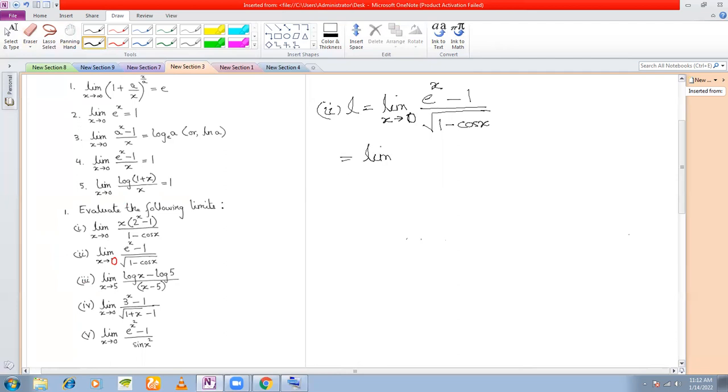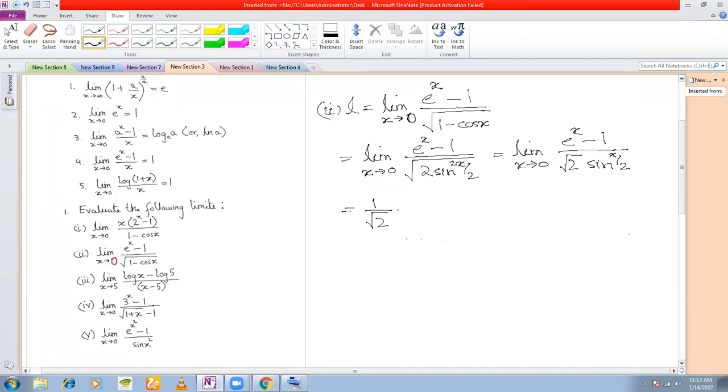So limit x tends to 0. First of all, from multiple angle formula in the denominator, you can write this as 2 sine square x by 2. So you get limit x tends to 0, e to the power of x minus 1 divided by root 2 sine x by 2, right? First you take 1 by root 2 out. Limit x tends to 0.